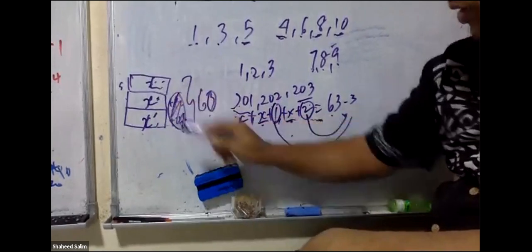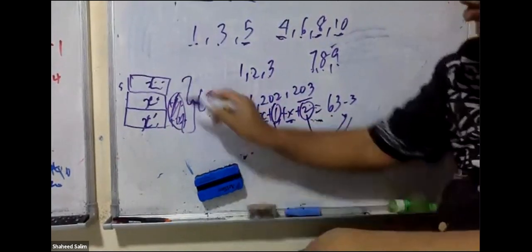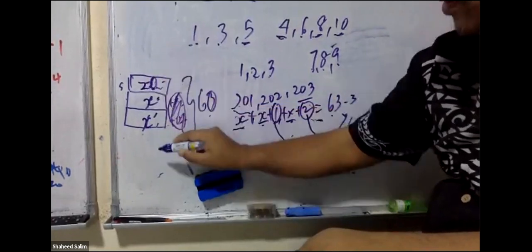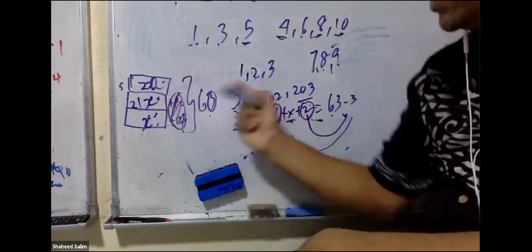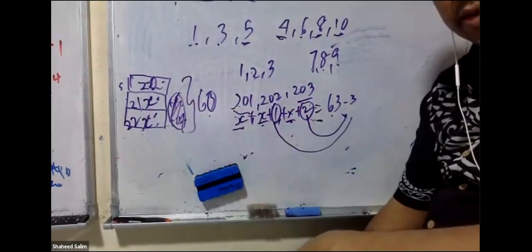60 is for 3 units. So what is 1 unit? 1 unit is 20. So the smallest number is 20. Bigger number must be plus 1 because it's the next number. Next number is 22. How?